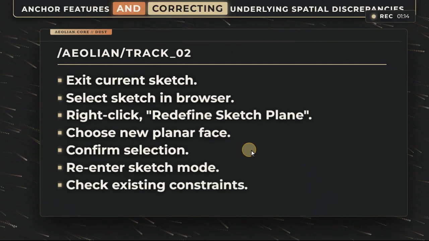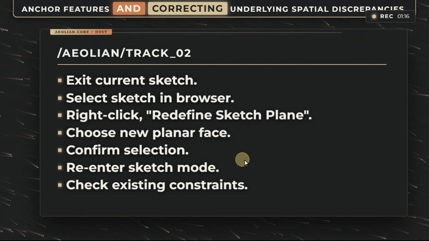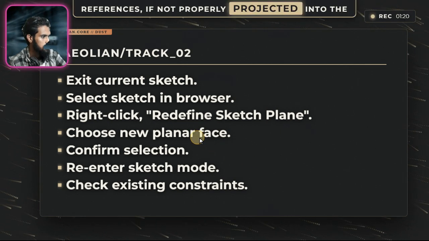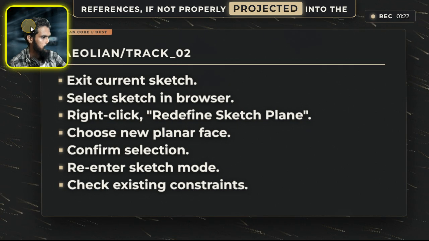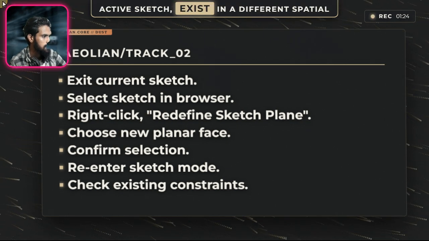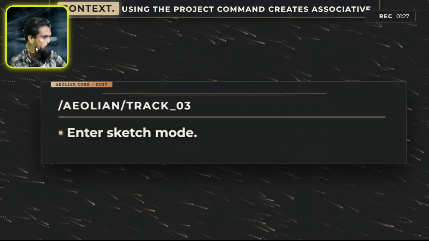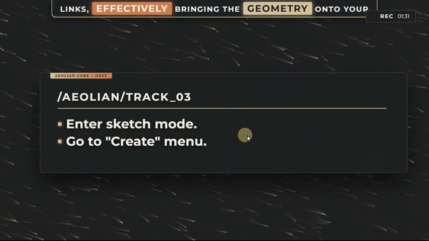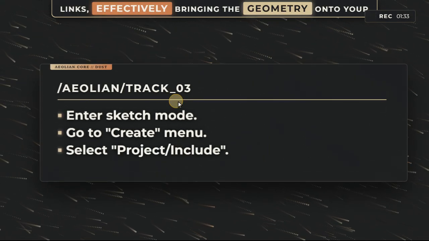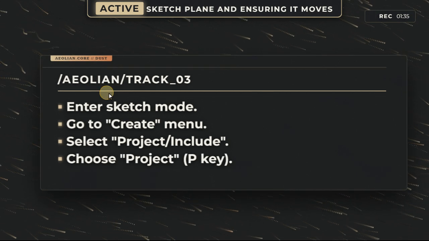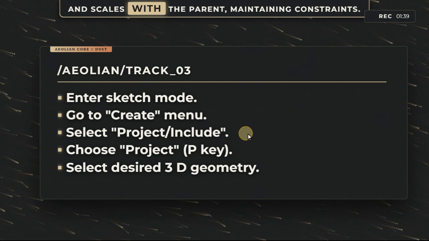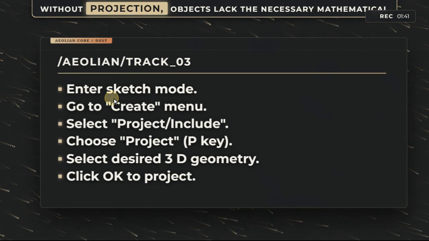Third, correctly projecting geometry is vital. External references, if not properly projected into the active sketch, exist in a different spatial context. Using the project command creates associative links, effectively bringing the geometry onto your active sketch plane and ensuring it moves and scales with the parent, maintaining constraints. Without projection, objects lack the necessary mathematical relationship.